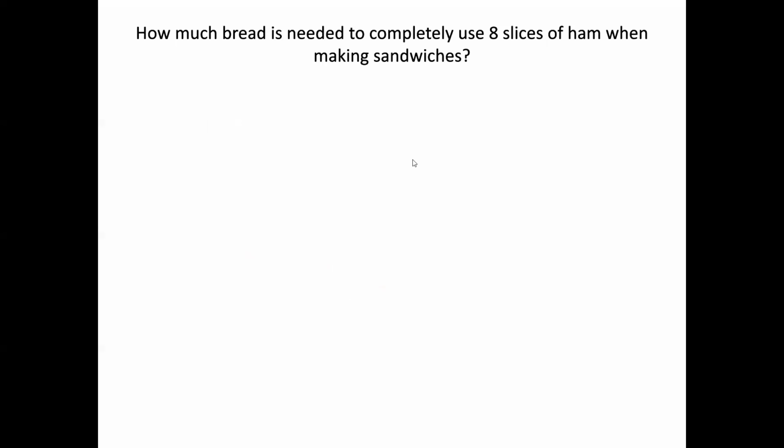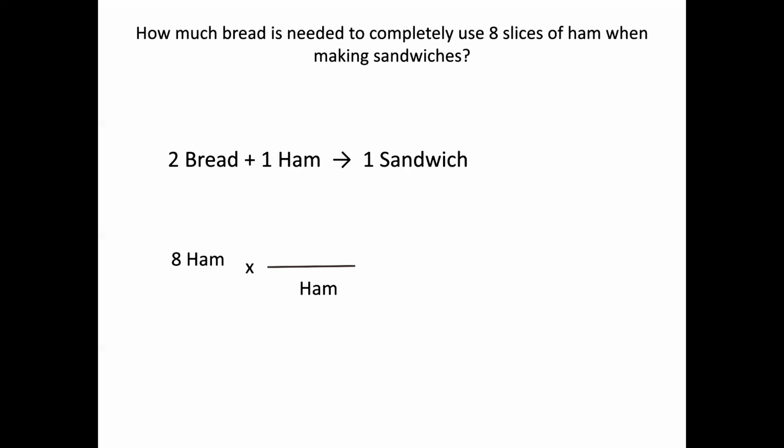Then our other thing, we got our 8 slices of ham, the long version, 8 ham times, and then we have to stick ham on the bottom and we stick bread on top. And that's a 2-to-1 ratio. Cancel out your units, and it just becomes 8 times 2 bread is your answer.